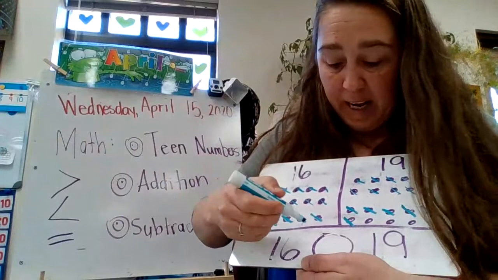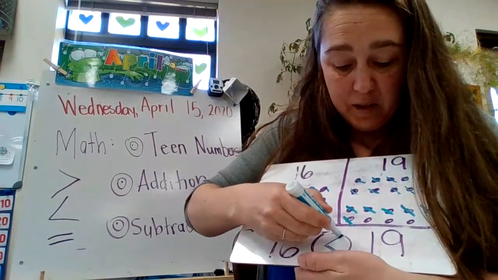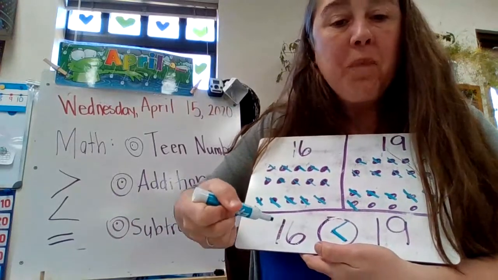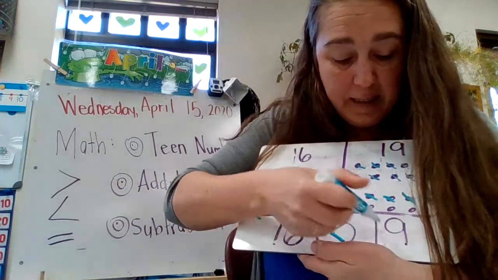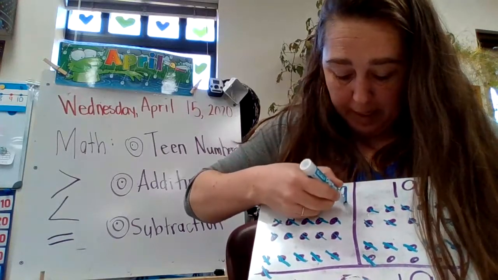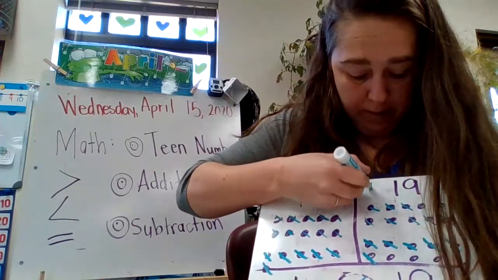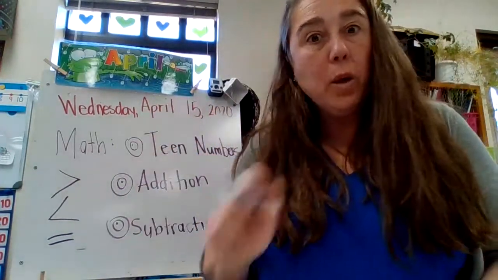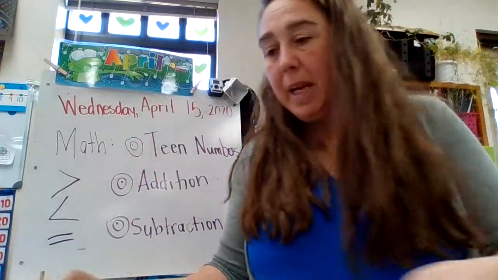So we could say that 19 is greater than 16, but the way we read this is we would say 16 is less than 19, or we could say that 19 is greater than 16. And either way works. Let's try one more of these, okay? You guys are doing amazing.